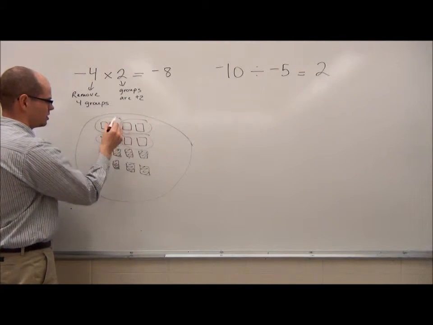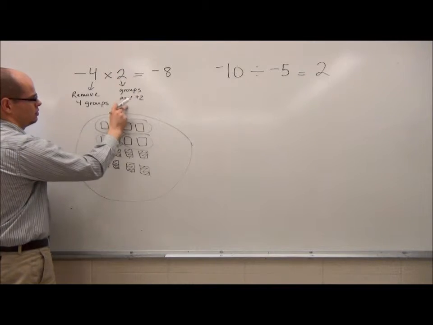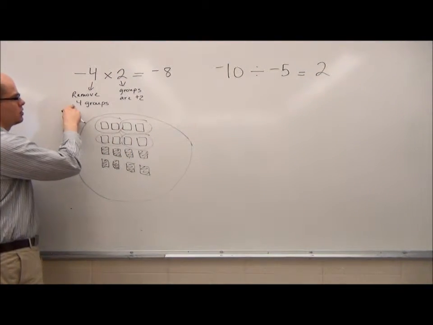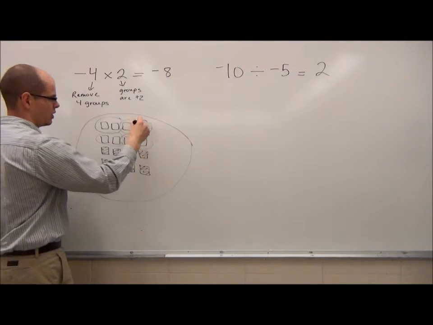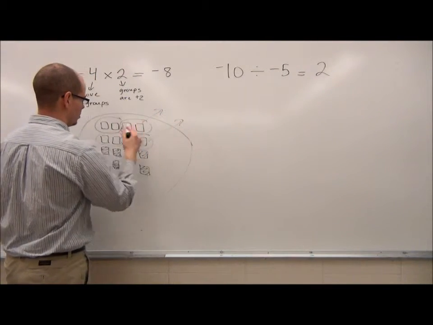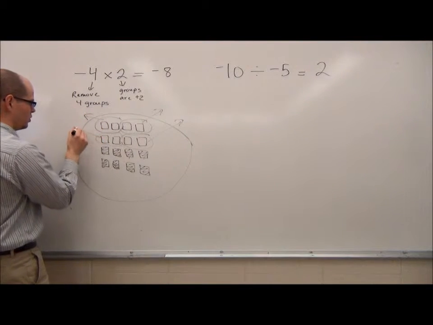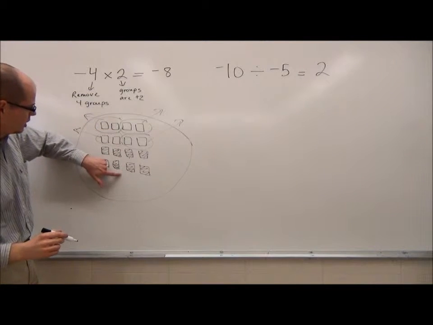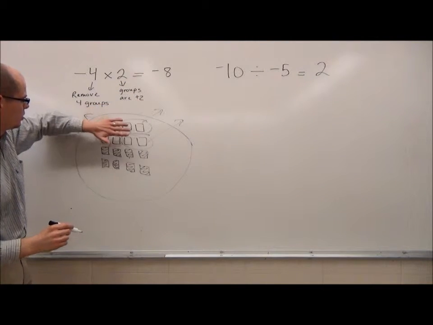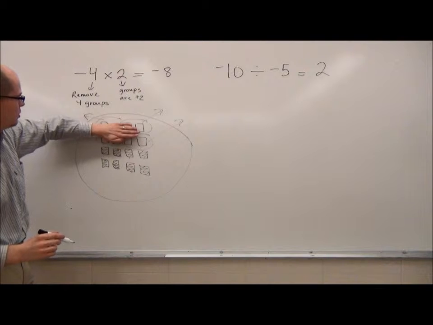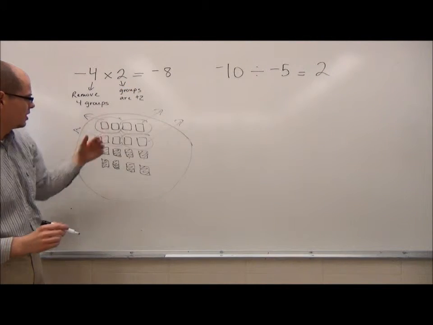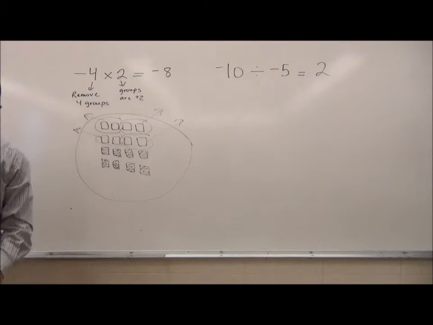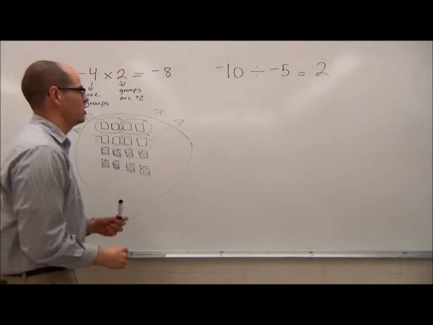Now I've just broken these into groups of +2. So I've got 4 groups of +2. The first number told me I need to remove 4 groups. So I need to remove 1, 2, 3, 4 groups. If I remove these 4 groups, what am I left with? -8. So if you remove 4 groups of +2, you're left with -8. This explains why the answer is the way it is. So this is an example of modeling multiplication.